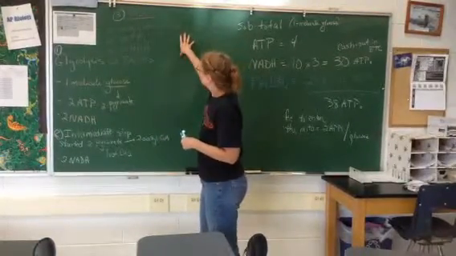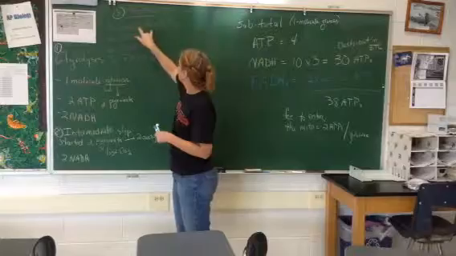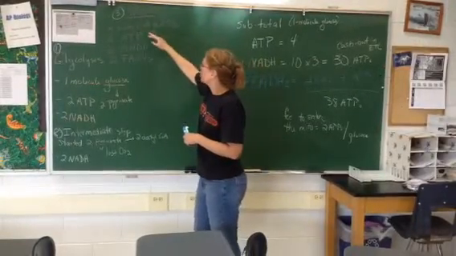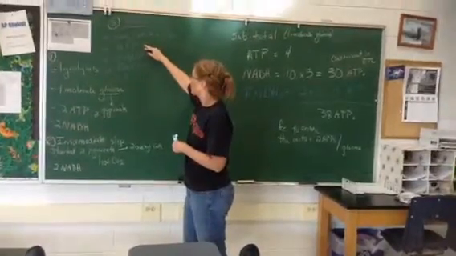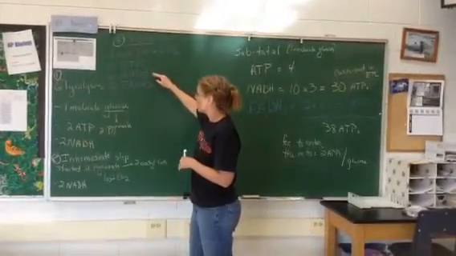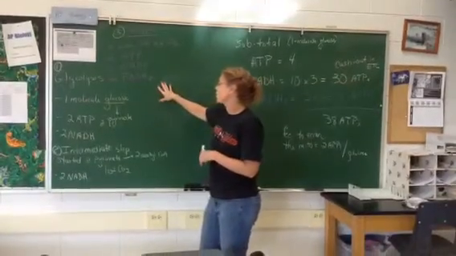And then the Krebs cycle, we started with 2 acetyl-CoAs, and we lost 2 molecules of CO2. We made 2 ATPs by substrate level phosphorylation. We made 6 NADHs and 2 FADH2s.